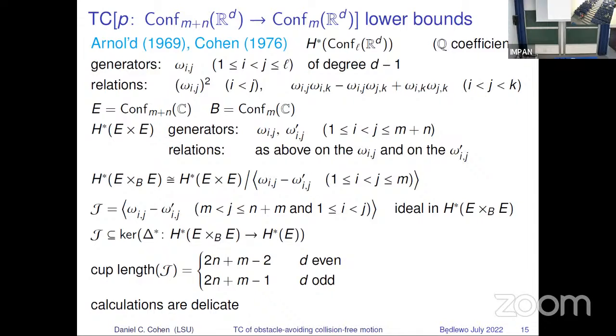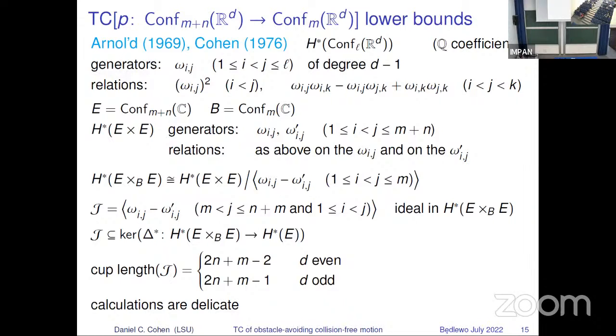From this, it's relatively straightforward to get your hands on the cohomology ring of this E cross E over B space. Just take the cohomology of the product space and wipe out the ideal generated by interactions between obstacle cohomology classes. So i less than j less than m was the number of obstacles. So this is saying that the obstacles are fixed, or remembering that the obstacles are fixed.